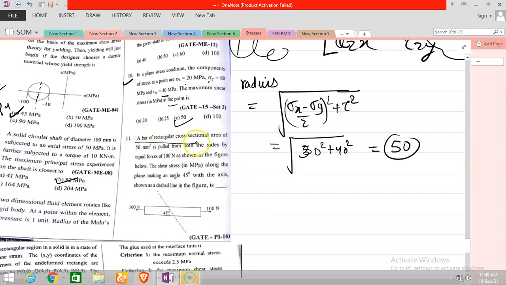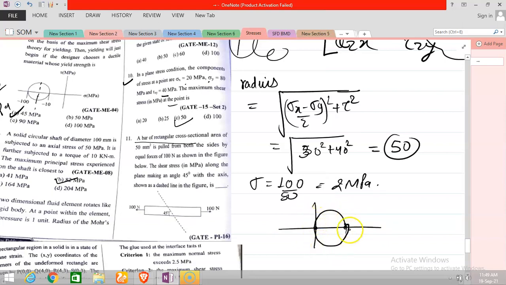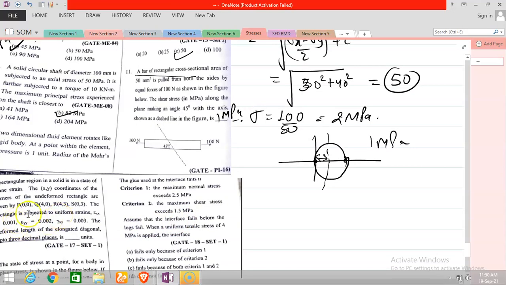A bar of rectangular cross section is pulled. First of all I am going to express the stress, 100 by 50, that is 2 megapascal. This is given, and you need to draw the Mohr circle first for this. So the Mohr circle is one point, at 0, 2 megapascal. If you draw this, it is like that. Now at 45 degree with the axis, 45 degree with the axis means 90 degree on the Mohr circle. So if you turn 90 degree, this is the radius of the circle. What is the radius of the circle? 1 megapascal. So the answer is 1 megapascal. This is a very easy question.